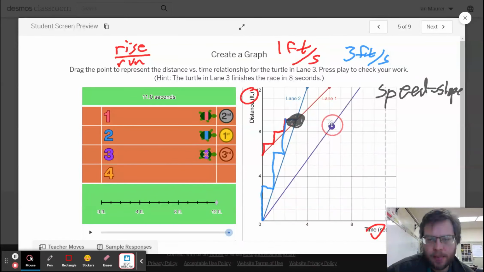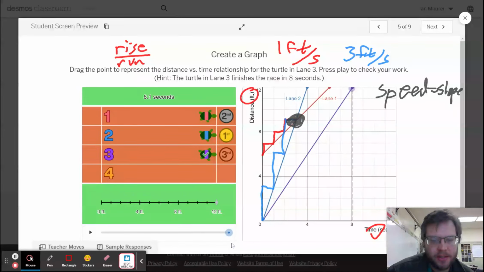Then they also told us that the purple turtle took 8 seconds to finish it. So let's watch this again. Let's see if we can get it to go this time. There we go. So look at that moment. Think about what happened at that moment. And notice that the purple turtle finished it in exactly 8 seconds.